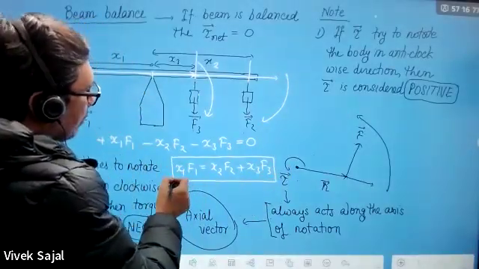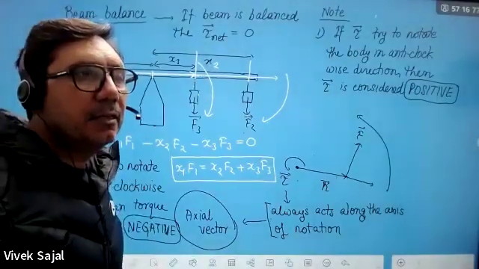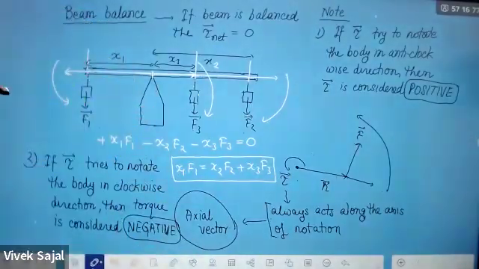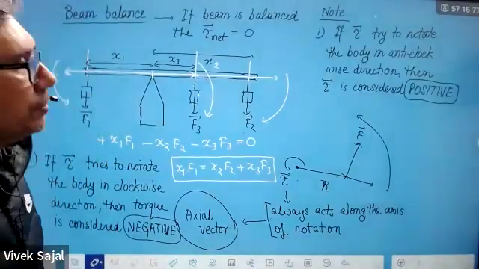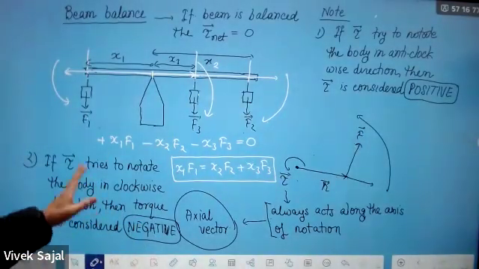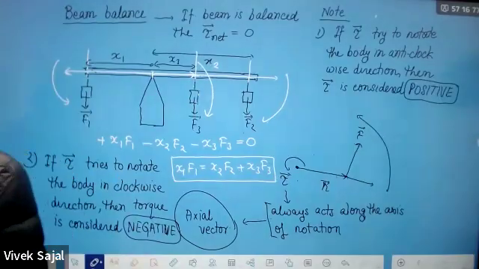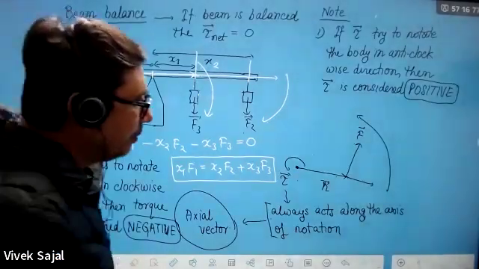x1, f1 equal to x2, f2 plus x3, f3. So in this way, you can create an equation and you can solve the questions of beam balance. So if you want to make this beam balanced, then net torque acting on it should be 0. So this type of question may also be there where these types of concepts are used. Okay, is it clear to everyone? Yes, sir. Good. Now, example 1 here.